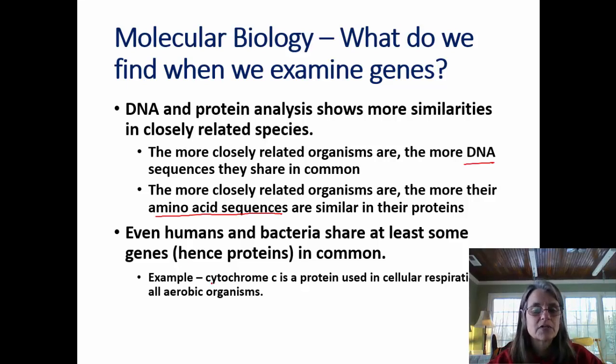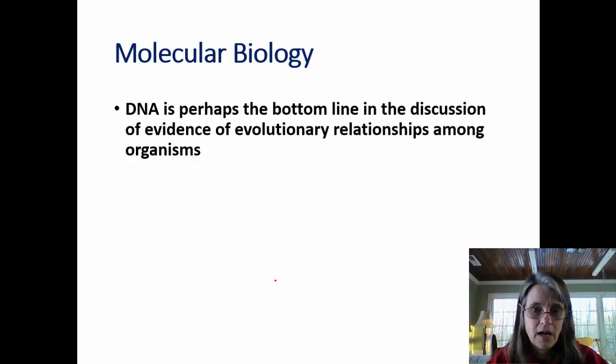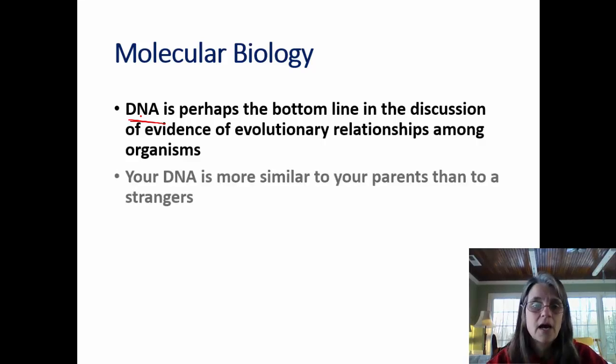Cytochrome C is a protein. We'll actually learn about this a little bit later, but it's a protein used in cellular respiration, and it is found in just about every organism that uses oxygen and food to create energy to do respiration. Cytochrome C is in certain bacteria, it's in humans, it's in plants, it's everywhere. Again, suggesting not just common ancestry among a few, but common ancestry way down to the root of the tree of life. So really DNA is perhaps the bottom line in the discussion of the evidence of evolution having occurred.